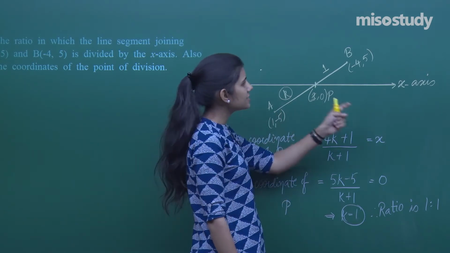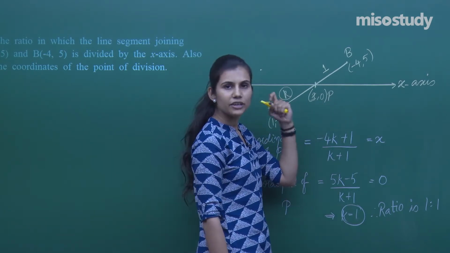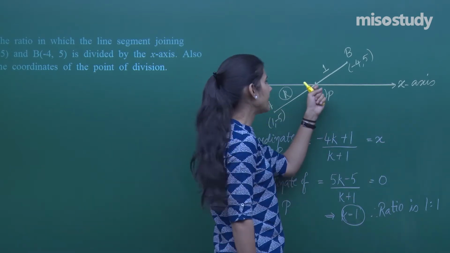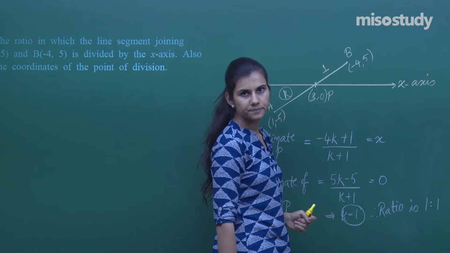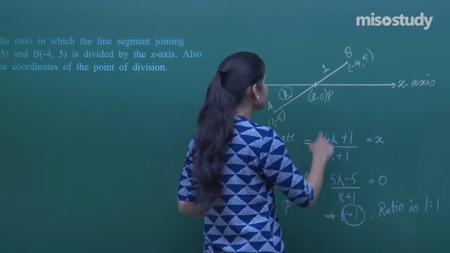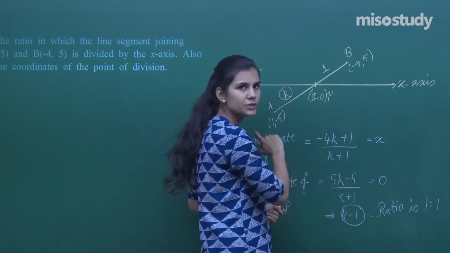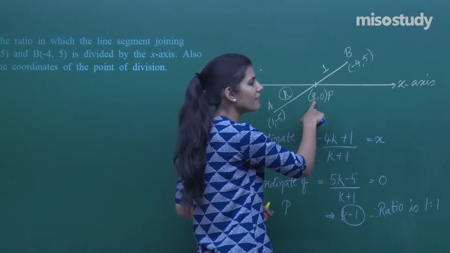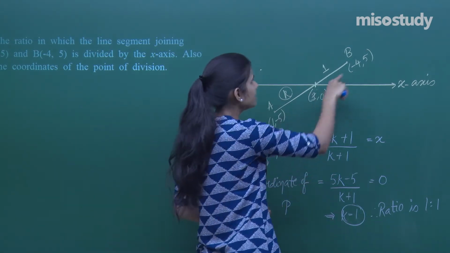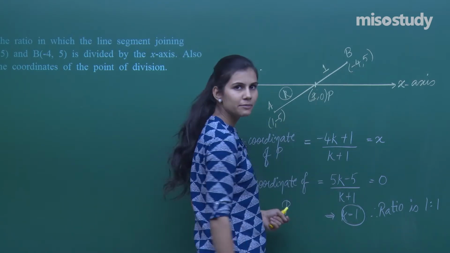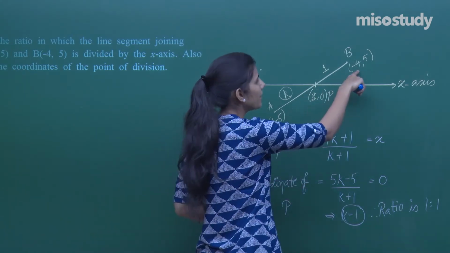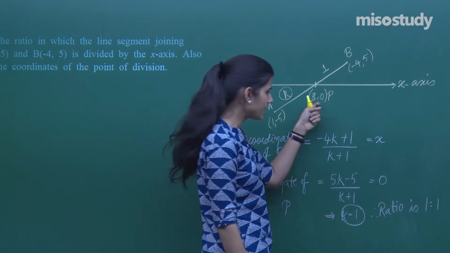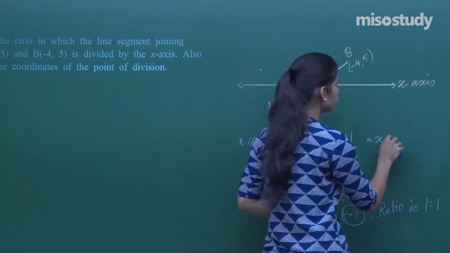This x-axis is dividing the line segment AB in the ratio 1 is to 1, means x-axis is striking off from this line segment right at the midpoint of AB. Clear? Now that you know that this ratio is 1 is to 1, means P is the midpoint. By using the midpoint formula also you can compute the value of x. How? By adding the x coordinates of these 2 points and dividing by 2. So you have 1 minus 4 divided by 2 can also give you the value of x, or apart from that, from here also you can get the value of x.